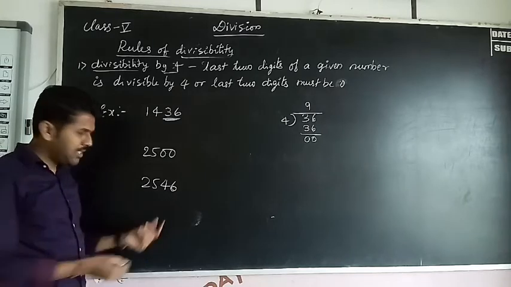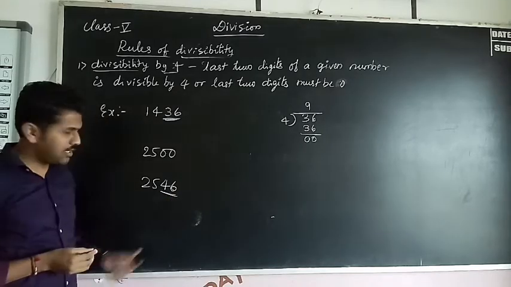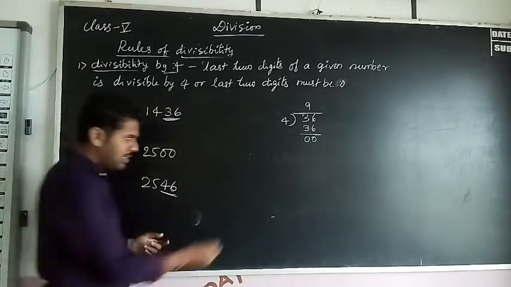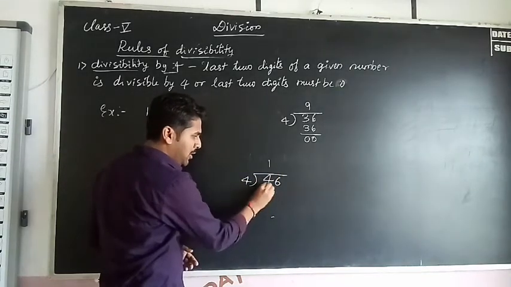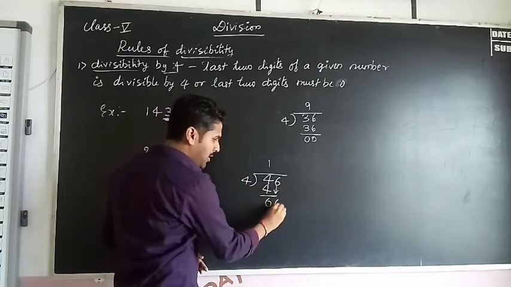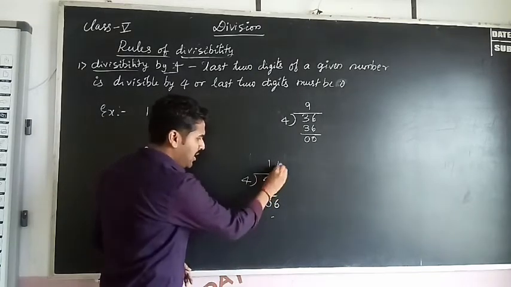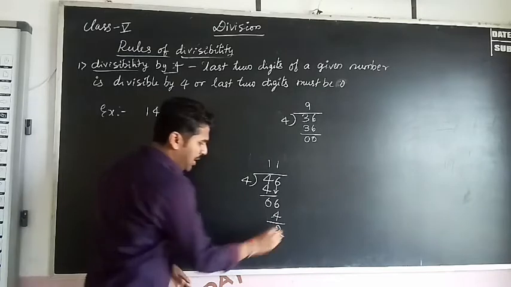2546 is there. So just check the last two digits. Is 46 divisible by 4? Just check it. 46. So 4 ones are 4, 0. Next 6 down. So 4 ones are 4. So here the remainder will be 2, no?